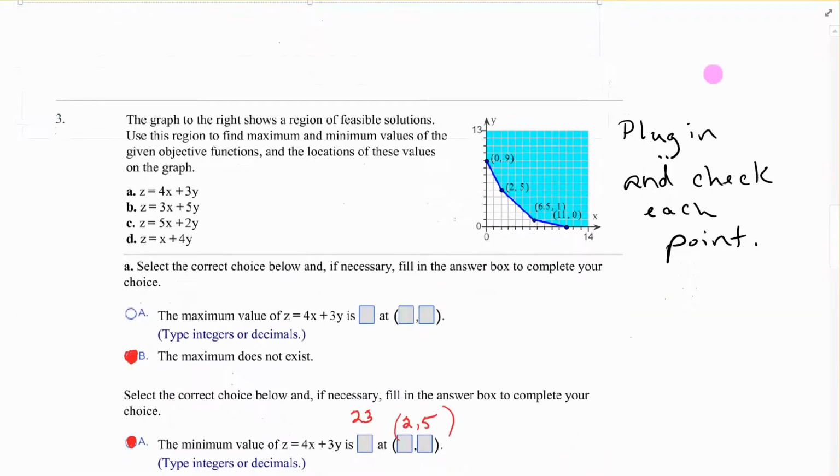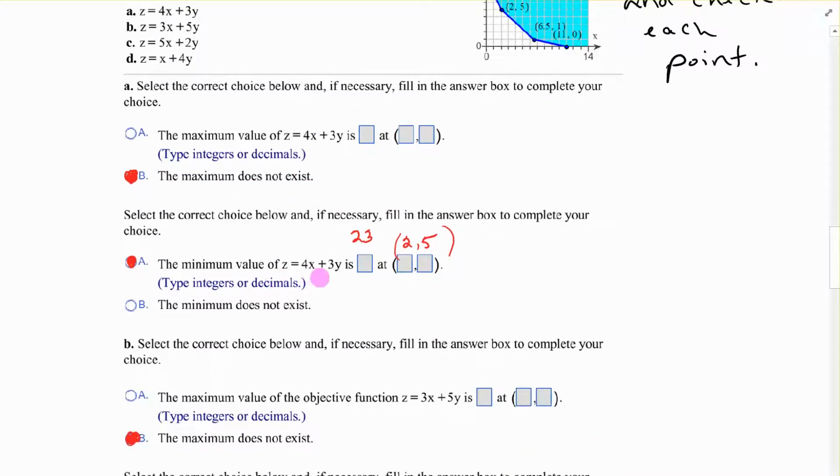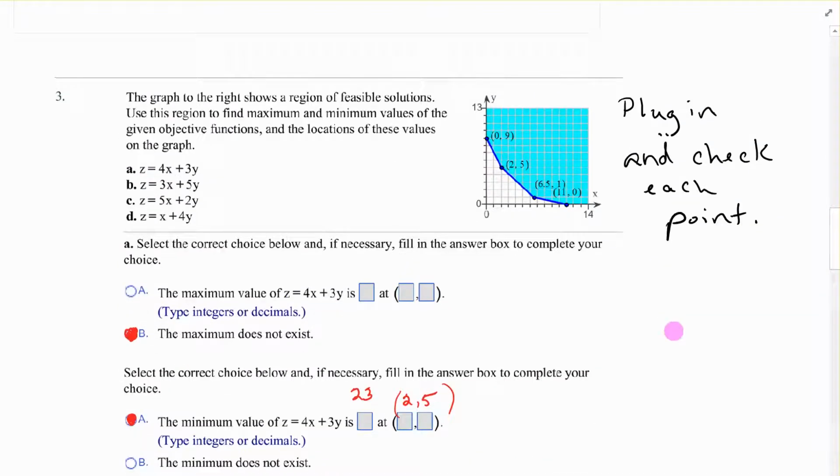All right, number 3. Same thing, we are asked to find max and min values. Now, what we should notice, this is unbounded. This is going to go on, if this graph were extended, it would go on forever. So there is no maximum, and so you could choose that right here. The maximum does not exist. All right, the minimum of that one is 23, and it occurs at 2.5.